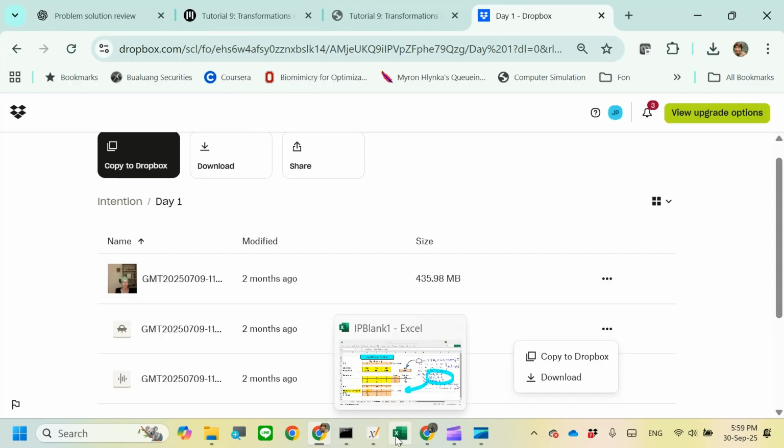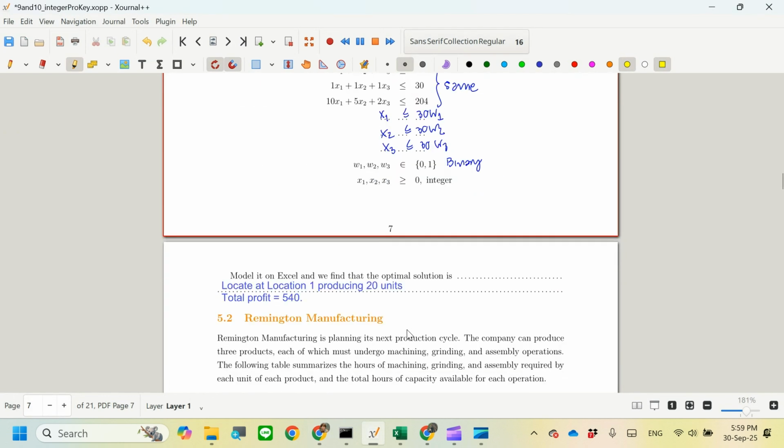Wait, hold on. Where is that? So we only locate at location 1, producing 20 units with a total profit of 540.